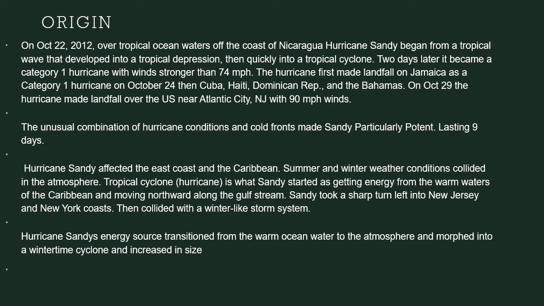Sandy started as a tropical cyclone, getting energy from the warm waters of the Caribbean and moving northward along the Gulf Stream. Sandy took a sharp turn left into the New Jersey and New York coast, then collided with a winter-like storm system. Hurricane Sandy's energy source transitioned from warm ocean water to the atmosphere and morphed into a wintertime cyclone and increased in size.